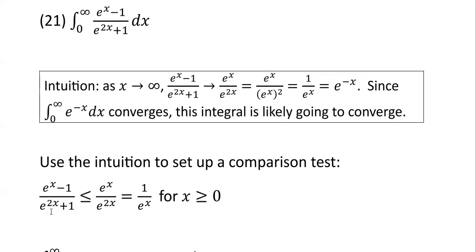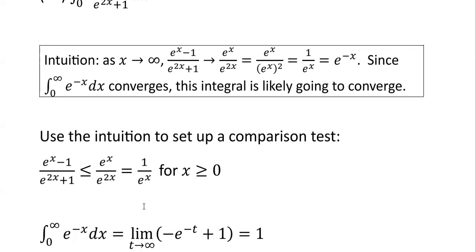Our function right here is less than or equal to e to the x over e to 2x. How do we know that? Well, we are subtracting on the top, so the top is going to be smaller. That's number one, okay? And over here on the bottom, we're adding 1, so we're going to be dividing by something bigger, so it again makes it smaller. Okay, and then this we can simplify to 1 over e to the x as before, which is e to negative x. Okay, and then we just show our work.